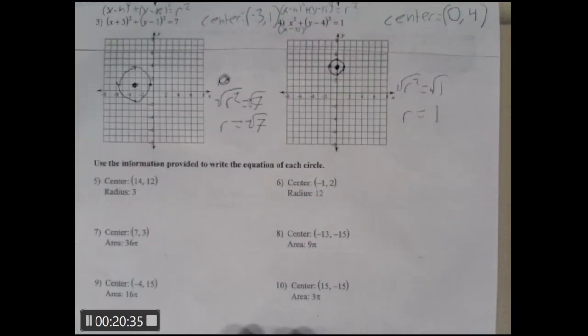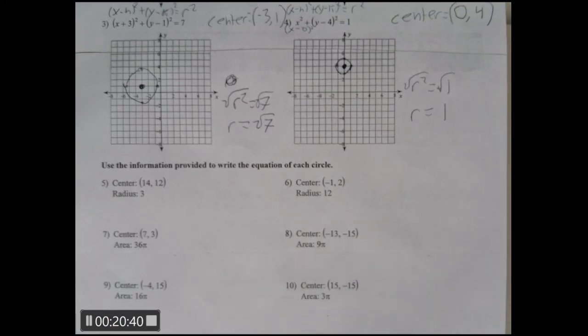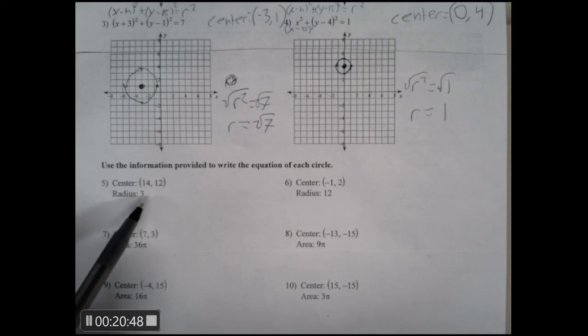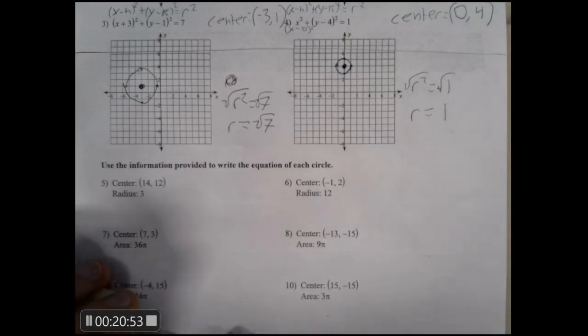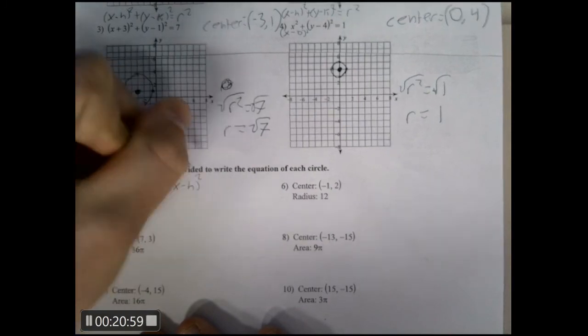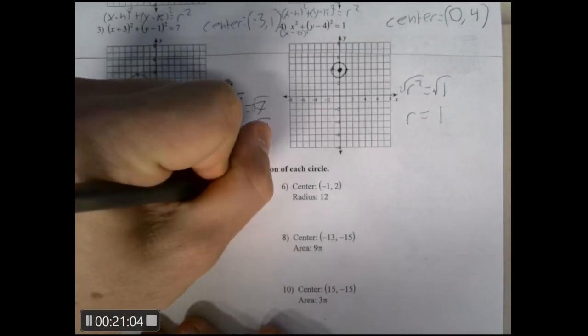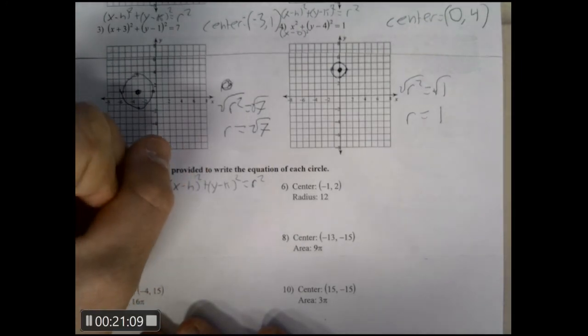Another layer of complexity is that we're going to go the other way. So we're going to take our center and our radius, and we're going to write down the standard form of our equation, okay? So if you remember from our standard form, we had x minus h squared plus y minus k squared equals r squared, okay? And we said our center was just going to be h and k, right?